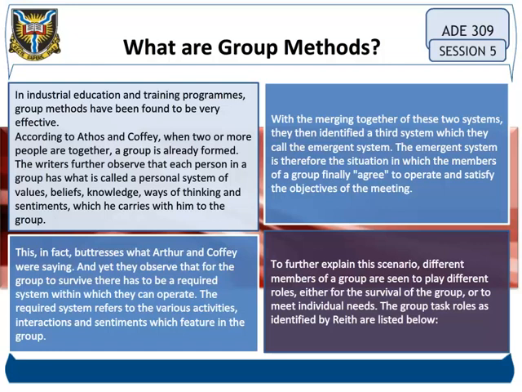With the merging together of these two systems, they then identify the third system, which they call the emergent system. The emergent system is therefore the situation in which the members of a group finally agree to operate and satisfy the objectives of the meeting. To further explain this scenario, different members of a group are seen to play different roles, either for the survival of the group or to meet individual needs. The group task roles, as identified by Bales, are listed below.